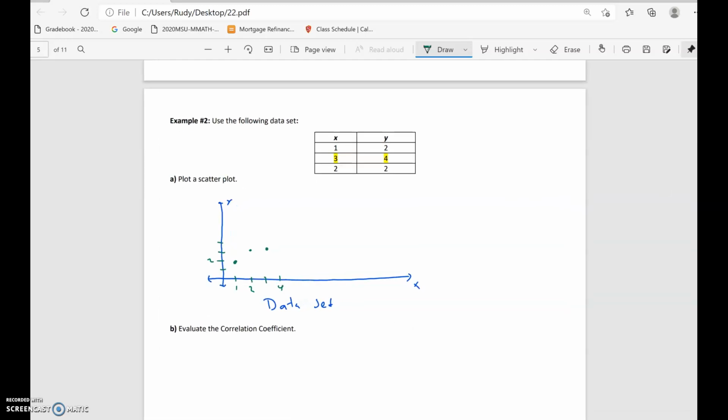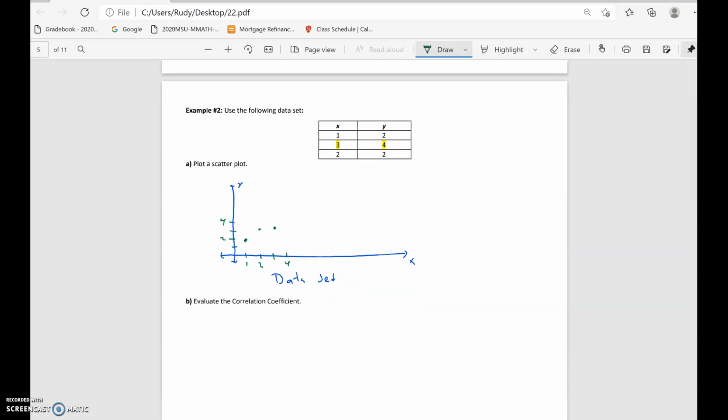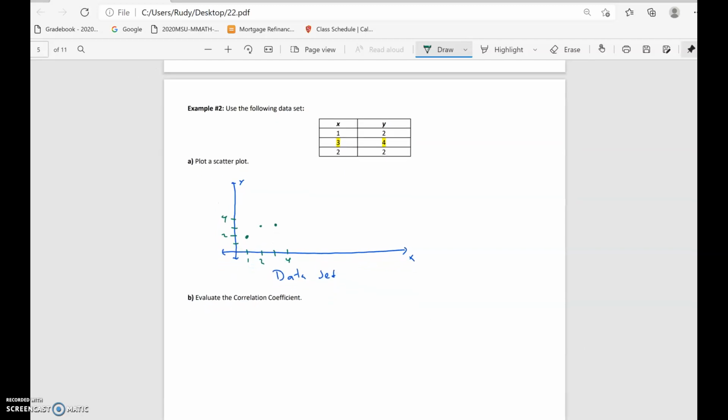Let me double check. 1, 2. So this is 1, 1, 2, 3, 4. This is 3. It's technically at 4, and then 2, 2. So that would be our scatter plot. Nothing else to do here.